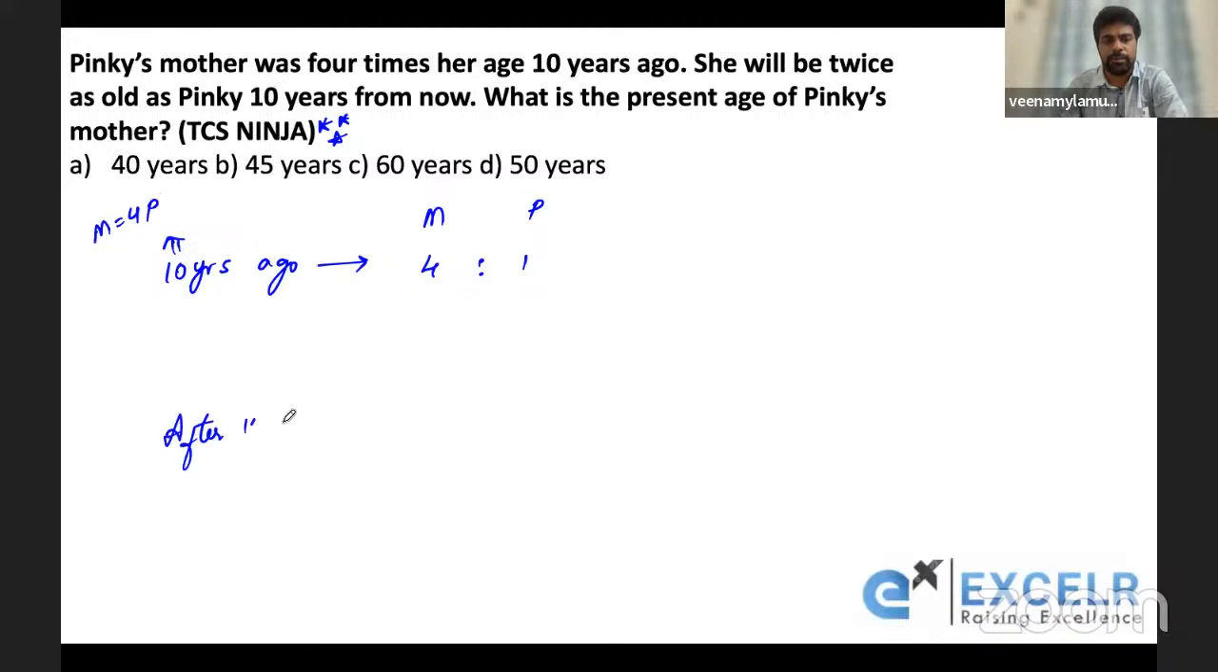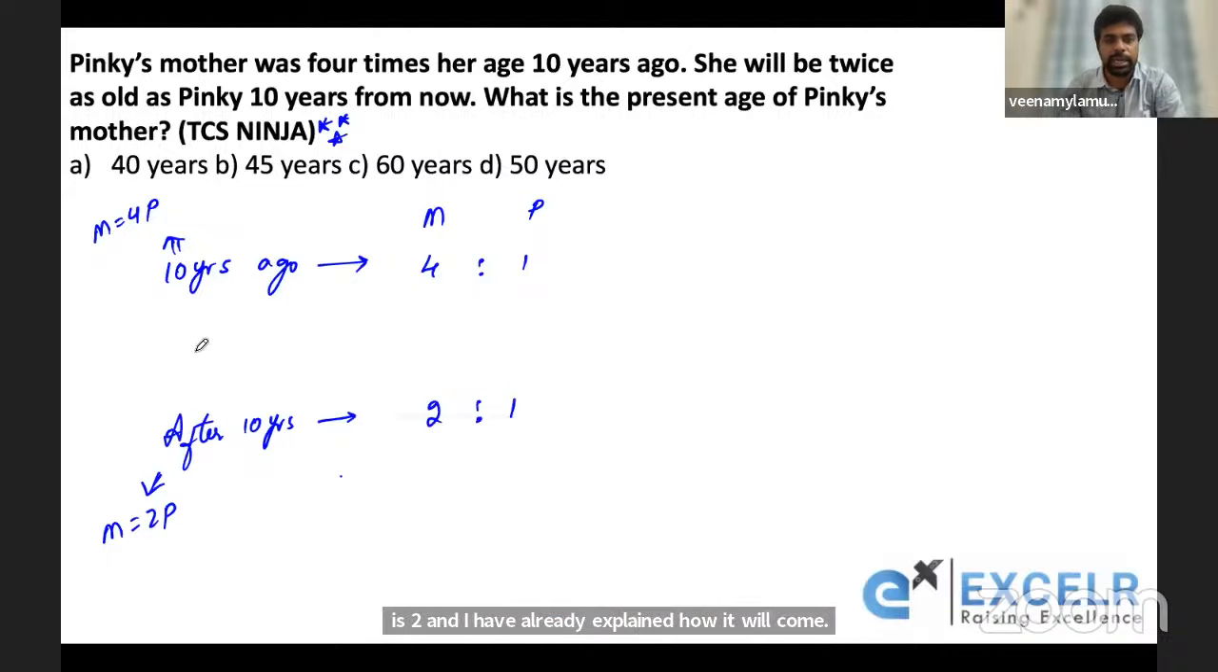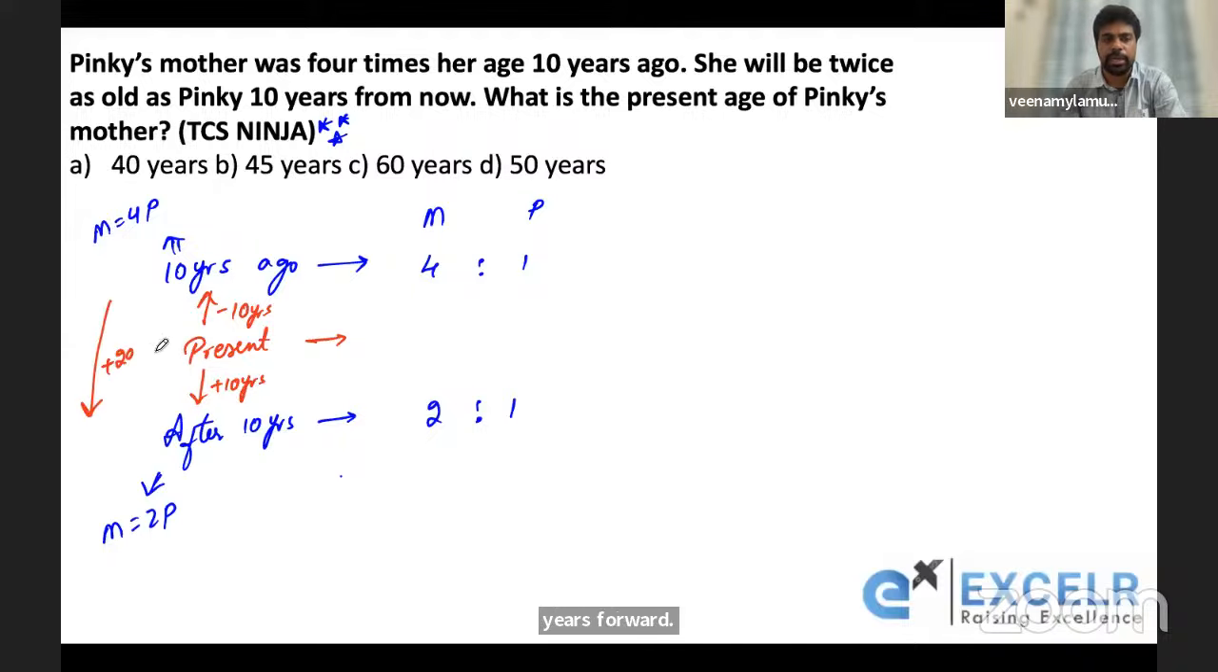So 10 years from now means after 10 years. After 10 years, mother is twice that of Pinky, so it is 2:1. I have already explained how it will come. So what does this mean? It means that at present something is their ratio. From present he went 10 years backward and here he went 10 years forward. Totally from here to here it is 20 years. If 20 years is added, change should be same, but here change is not same.